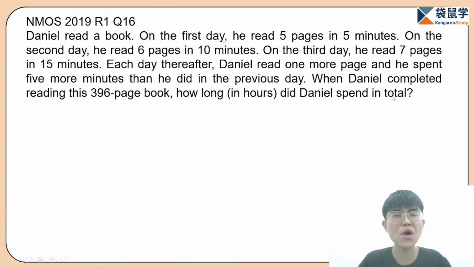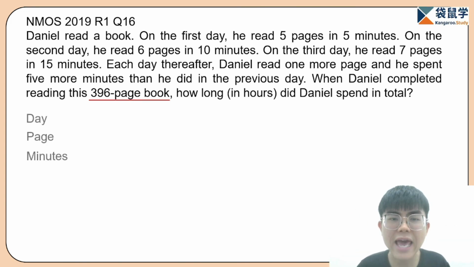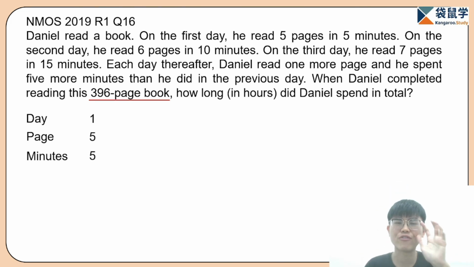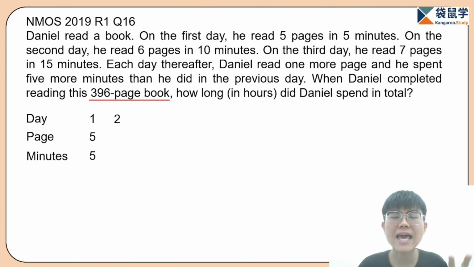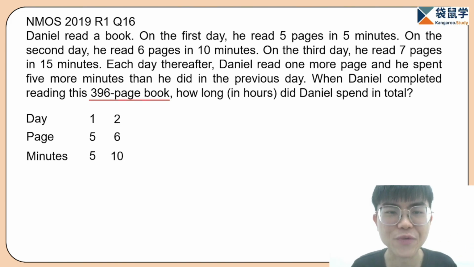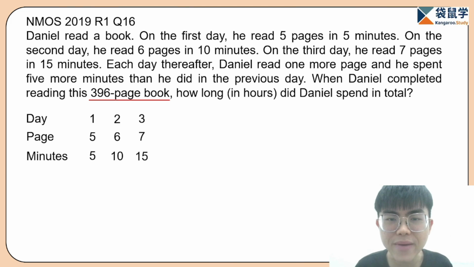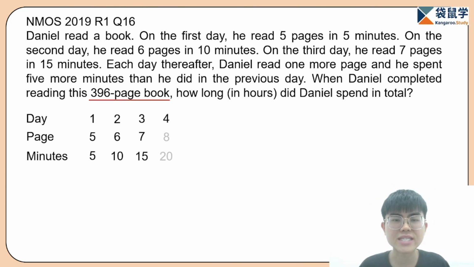So guys, how do we solve this question? We need to find how many hours are needed to complete the 396-page book. Do you guys know what this means? For example, let's say we have the day, pages, and minutes. For the first day, it will be 5 pages and 5 minutes to read. Then on the second day, it will be 6 pages and 10 minutes to read. Again, on the third day, it will be 7 pages and 15 minutes to read. Finally, for the fourth day, it will be 8 pages and 20 minutes to read. And it will continue until a certain day, but right now, we do not know about it.